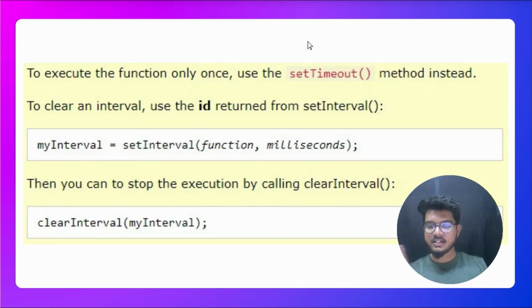The syntax is exactly the same. To stop the execution, for set timeout we use clear timeout, and here we use clear interval. That's the only difference between set timeout and set interval. If you want to execute once, use set timeout. If you want to execute multiple times, use set interval. I hope it is clear.